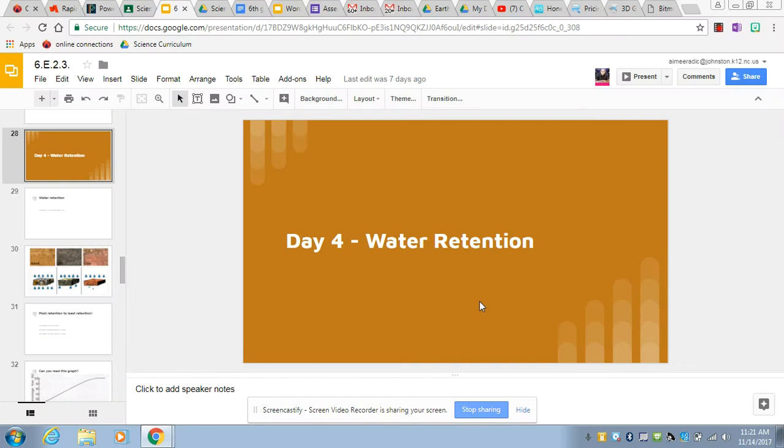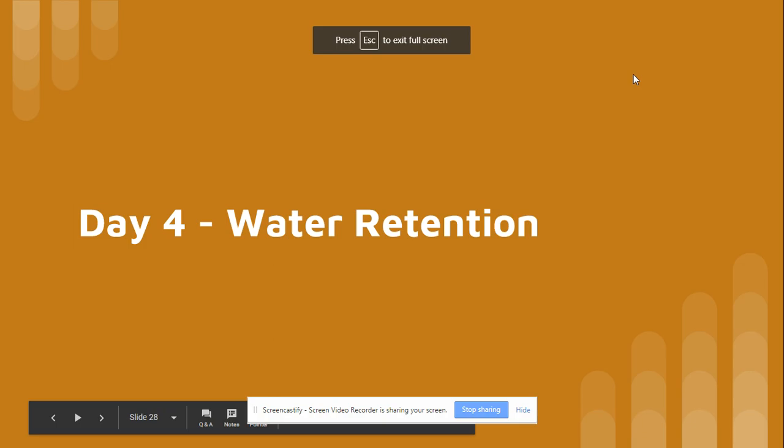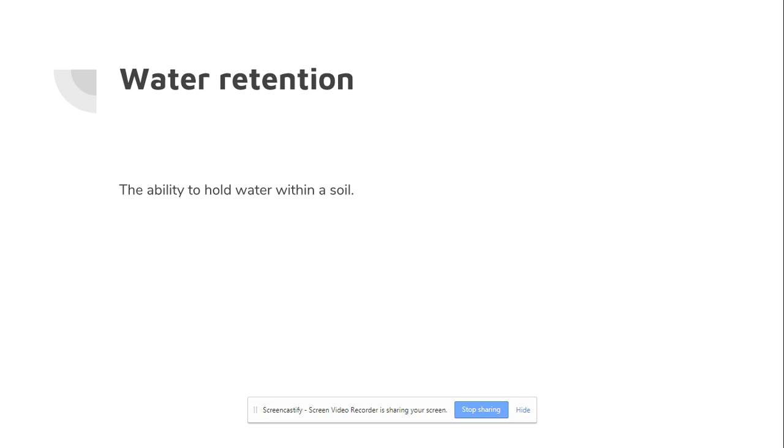Okay, guys, day 4, water retention. So now we've learned what the different types of soil are, what some soil textures and properties are, but we're going to focus specifically on how that soil retains water. There are some rules of thumb here to help you remember which soil is the best at it and which soil is not very good at it. But first, we've got to define it.